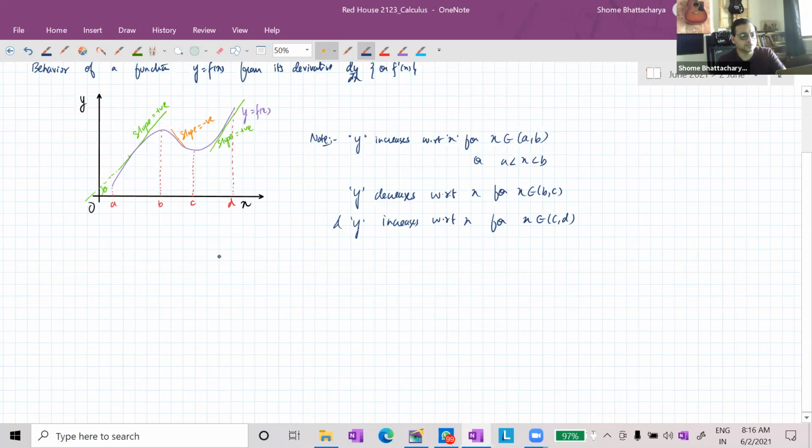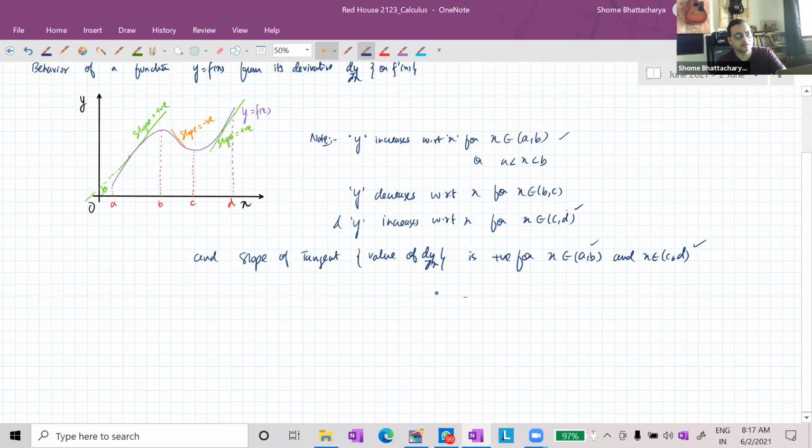But also, you can see that the slope of the tangent, which is nothing but the value of dy by dx, is positive for, again, x belonging to a to b, and again for x belonging to c to d. So these two intervals, you can see, correlate with these two intervals where the function is increasing. And dy by dx is negative for x belonging to the interval b to c, which you can see in the graph. So this interval correlates to this.